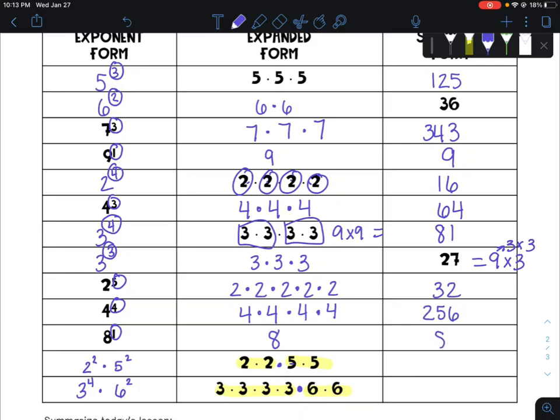8 is just 8. Here we've got the 2 squared and then the 5 squared, so that's going to be 4 times 25, which is 100. And then this bottom one, we've got 3 to the fourth being multiplied by 6 squared. That's going to be a pretty big number. We're going to get 2,916.